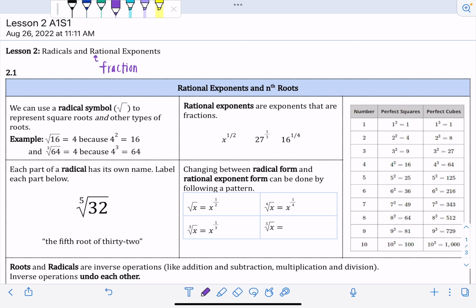So this first section is called rational exponents, so like fraction exponents, and nth roots. Nth roots just mean kind of like square roots, but they don't have to be a square root. They could be any type of root. So there's square roots, cube roots, fourth roots, and so on. There can be any type of root, which is like a radical.